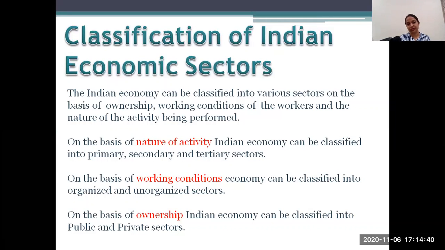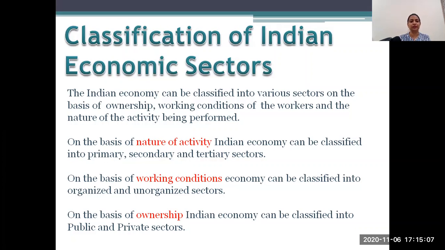Now this classification of Indian economic sectors can be done on the basis of various activities we do. First of all, it can be done on the basis of ownership, like who owns the sector or the company. What are the working conditions of the workers? In which condition, in which situation they are working? And also the nature of activity being performed. What kind of work, what nature of work they are doing.